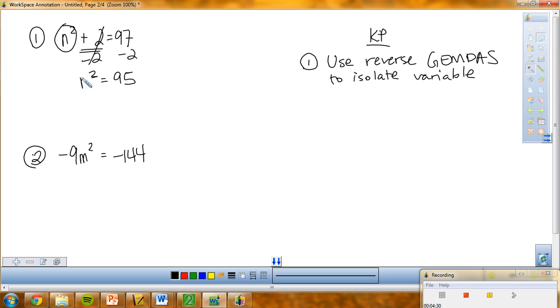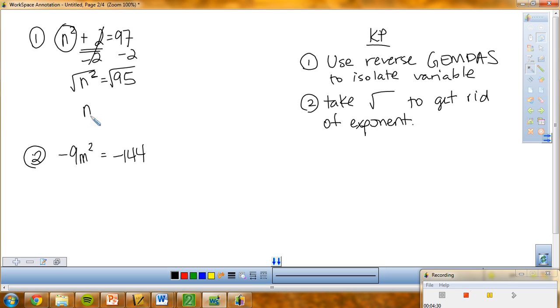Now I still want to isolate my variable, so the second step is to take the root to get rid of the exponent. Alright, so I take the square root on both sides, and so I get n by itself equal to, step 3, right? Check for plus or minus. So this isn't really a check, but make sure you're including the plus or minus.